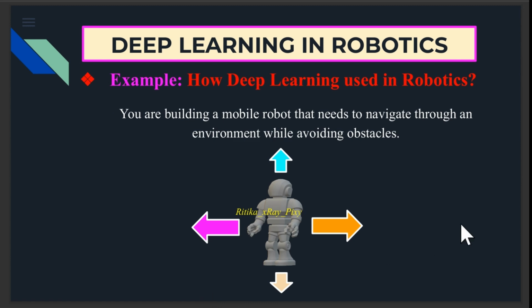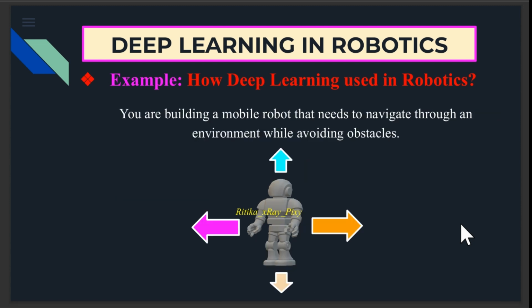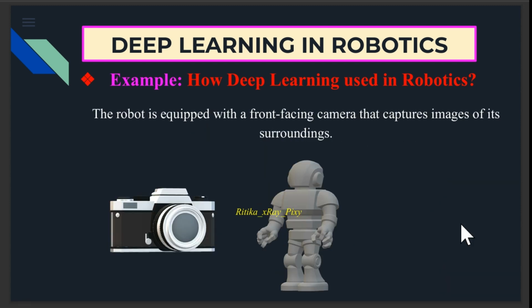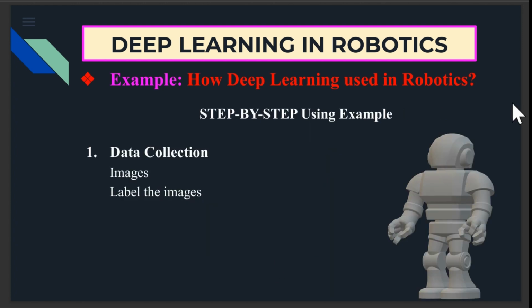Simple. We are building a mobile robot that will navigate through the environment and avoid obstacles. It has a front facing camera that can capture images of its surroundings. Then, using deep learning, we will classify whether the captured image shows an obstacle or no obstacle. Then accordingly we will move the robot. If it is an obstacle, then turn left or turn right, or if it is not an obstacle, then go straight. So the first step is data collection.